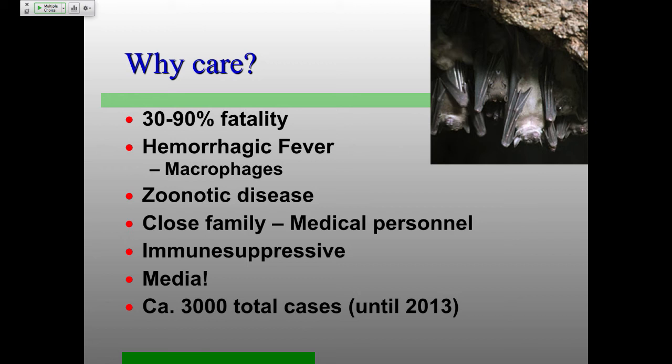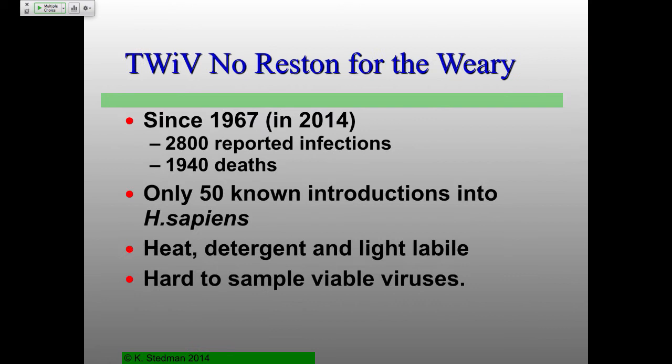Okay. So, again, I know a few of you listen to TWiV. They come up with these punny names, so no Reston for the weary, talking about various different Ebola virus disease. And 67 was again in Marburg when they discovered the first filovirus disease, 2,800 reported infections and 1,940 deaths. So yeah, pretty high rate, but only about 50 of these individual outbreaks that people had known of.